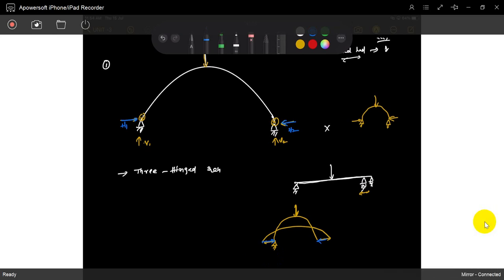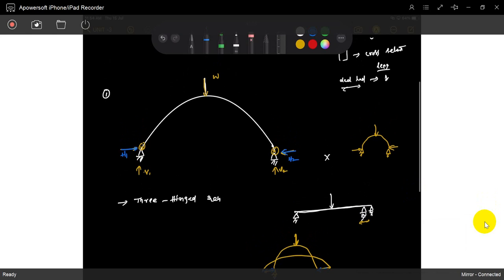So okay, compulsorily horizontal reactions are there. See how many external reactions are there. This is two, four reactions are there. We have only three equations: M equal to 0, moment, not a bending moment, Fx equal to 0, Fy equal to 0.